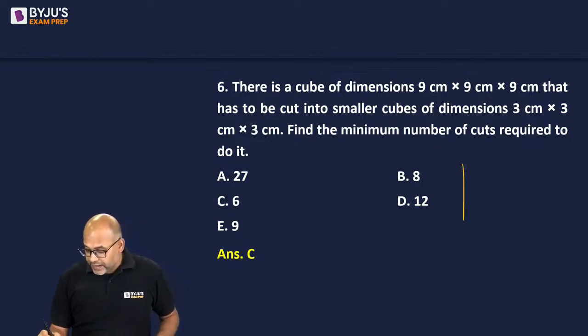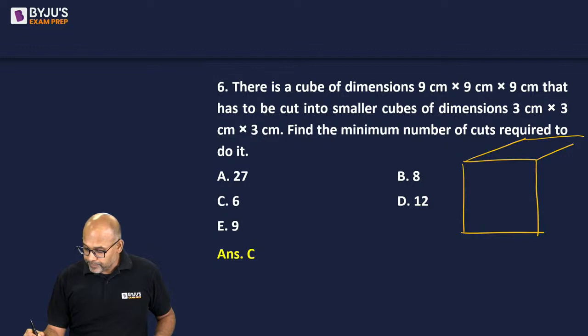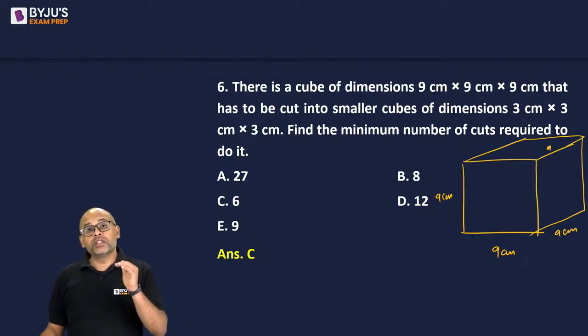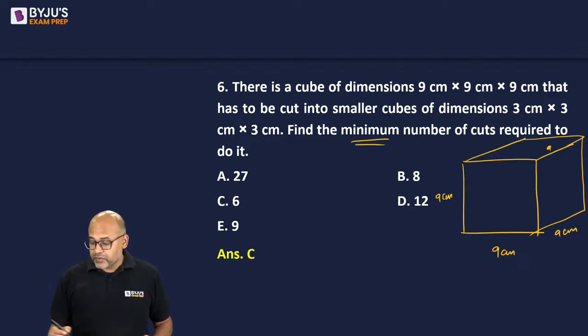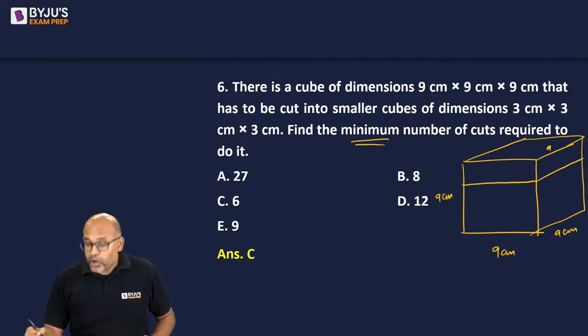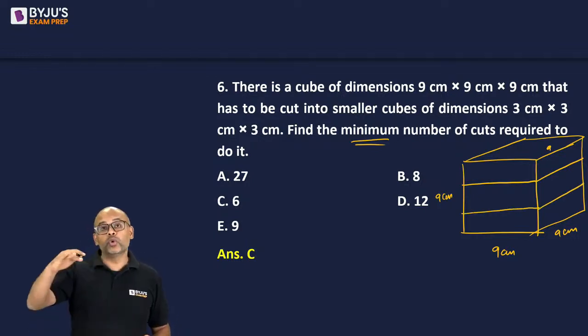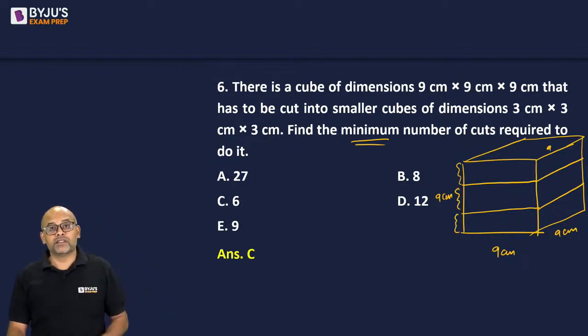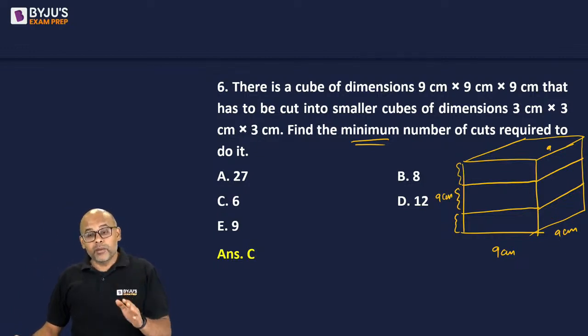So let's take a big die. Let us say I'm taking this die. Now, this is 9 centimeters, 9 centimeters and 9 centimeters. Now, I want to cut this into 3 by 3 by 3 using the minimum number of cuts. So, which means I will cut one horizontally, cut number 1. Another cut horizontally, cut number 2. This is 3, 3 and 3. So, now how many pieces did I get? I got 3 pieces.